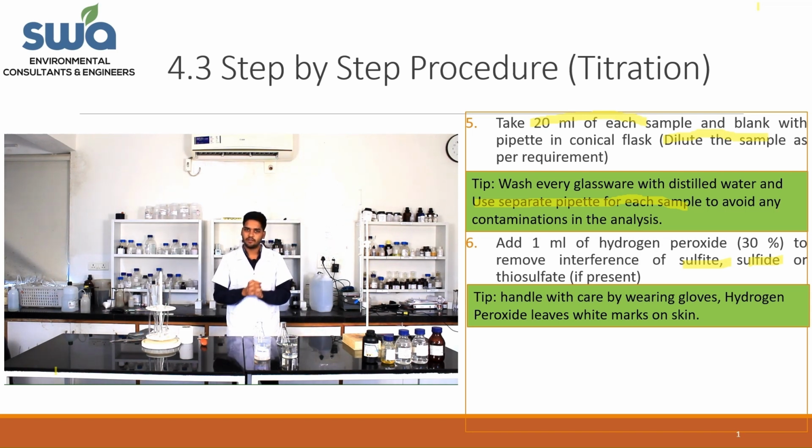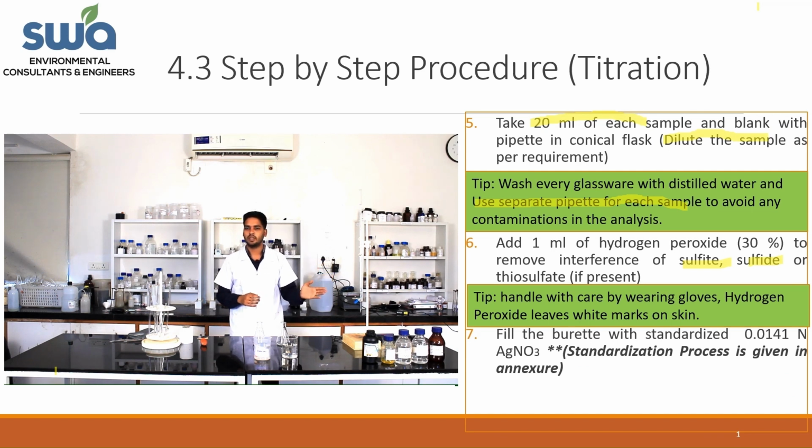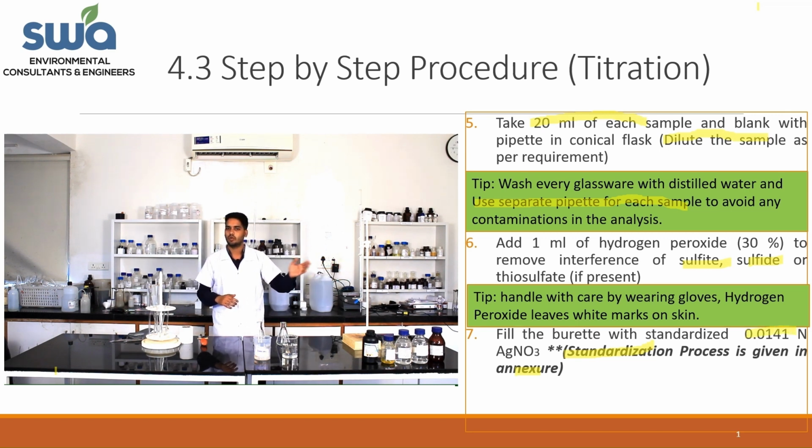Now after removing interferences, fill the burette with standardized AgNO3. The standardization process of AgNO3 is given in the annexure, so refer to that and take the accurate normality of AgNO3. Here we are taking the standardized AgNO3. The normality of AgNO3 is 0.0141 normal.